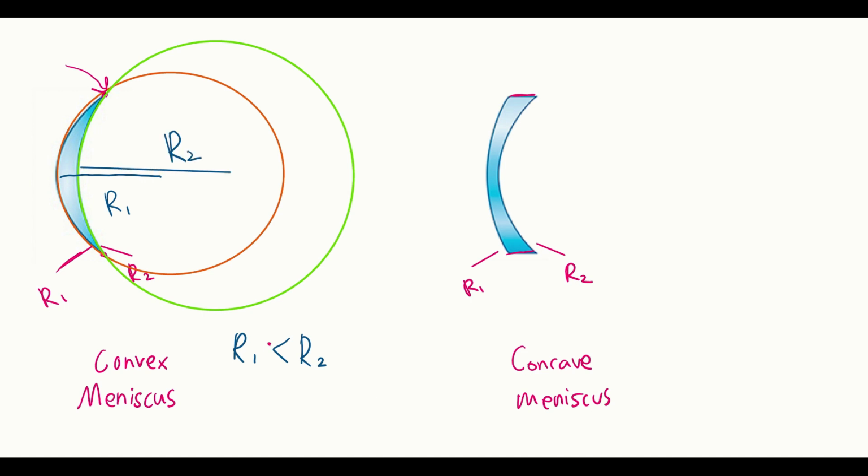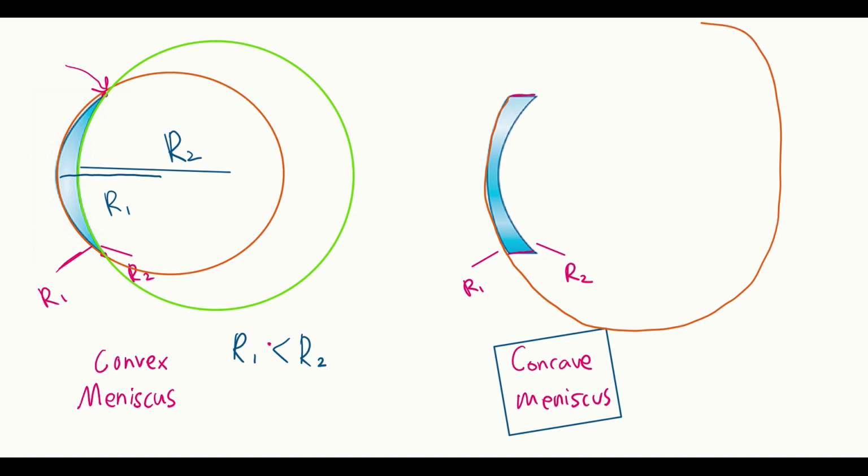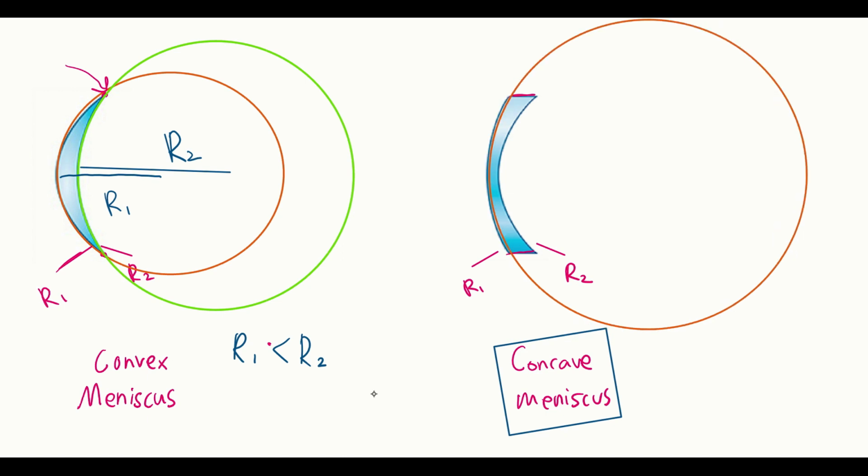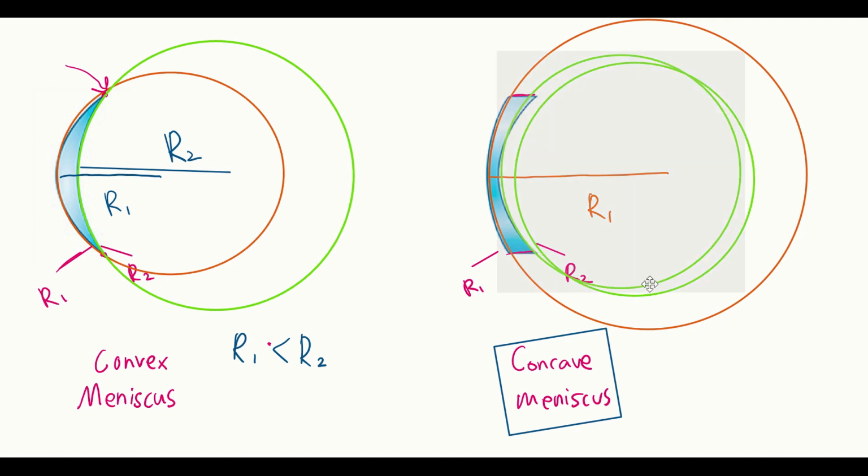Compared with the concave meniscus here, again we do the same thing. If we complete the circle for the first surface, this is part of the circle, and this is your R1. And if we complete the circle for the second surface, this is your second circle. It is clearly seen again that our R2 is smaller than R1.